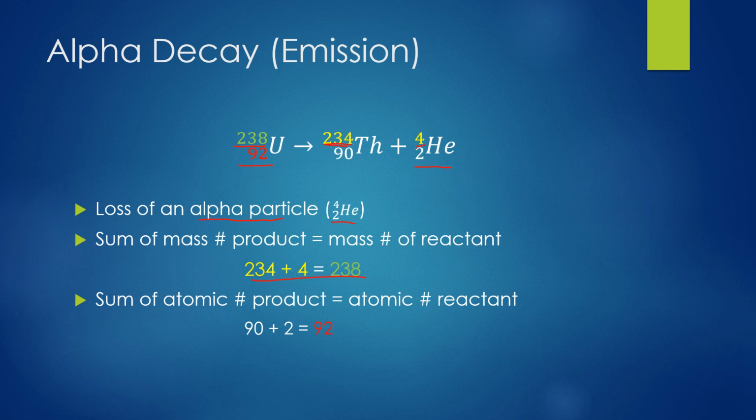I can do the same thing with the protons. So helium, 2 protons. My other product needs to have 90 so that together, when you add them, they equal the 92 on the reactant side. And on the video, I'll be working through some of these where the products aren't there to show you exactly how we can figure out what the product should be.